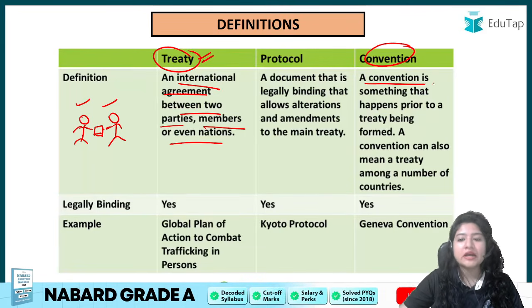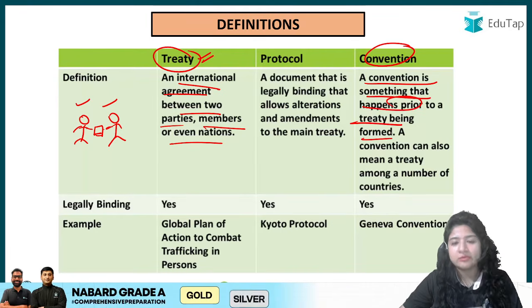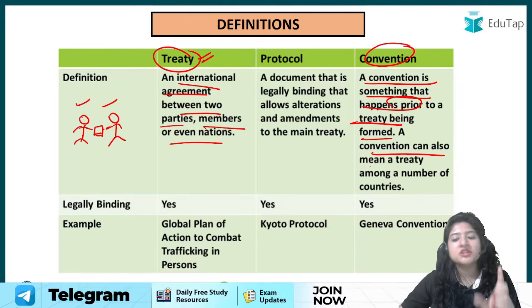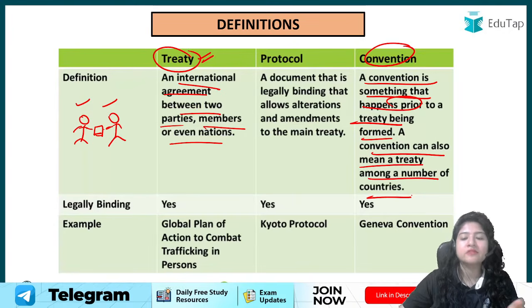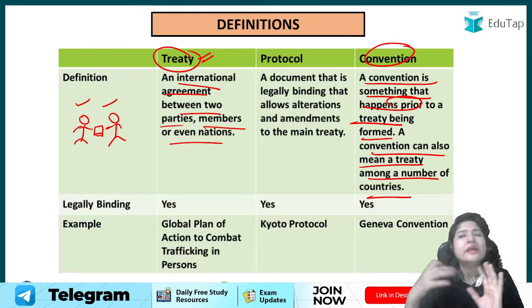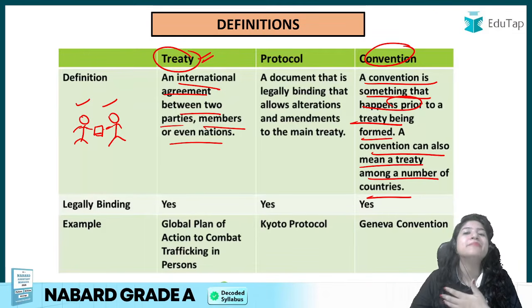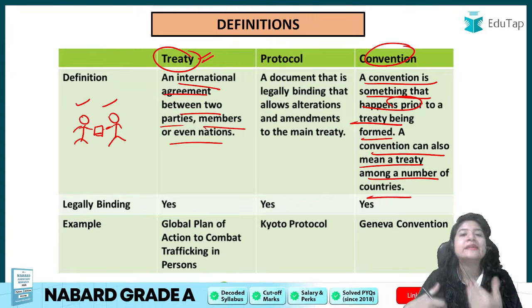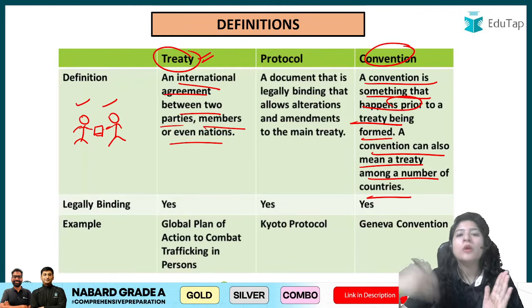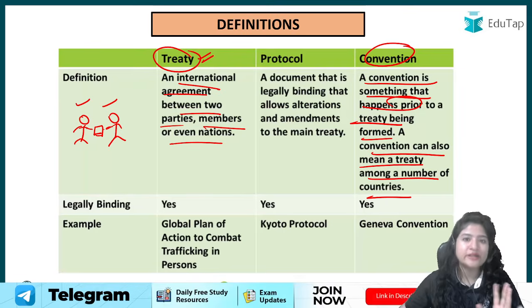So what is a convention? A convention is something that happens prior to a treaty being formed. A treaty is the agreement, but before the agreement some meetings are done. Those are known as conventions. A convention can also sometimes mean a treaty among a number of countries. For example, any two countries or parties come together, have a meeting, and on the same day do the agreement. So in some cases convention and treaty might be used interchangeably. But if you look broadly, there is a difference: a treaty is the ultimate agreement, while a convention is the meeting that happens prior to the treaty where discussion is done.